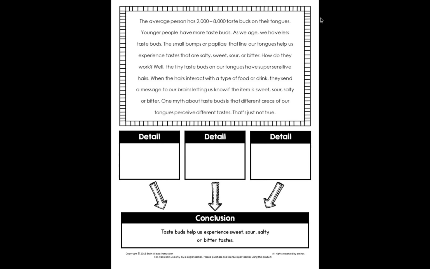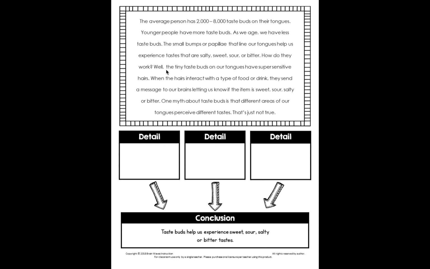Let's try another one. The average person has 2,000 to 8,000 taste buds on their tongues. Younger people have more taste buds. As we age, we have fewer taste buds. The small bumps are pliable that line our tongue to help us experience tastes that are salty, sweet, sour, or bitter. How do they work?